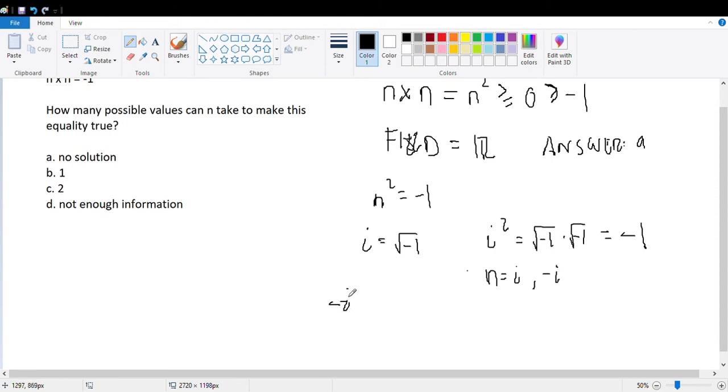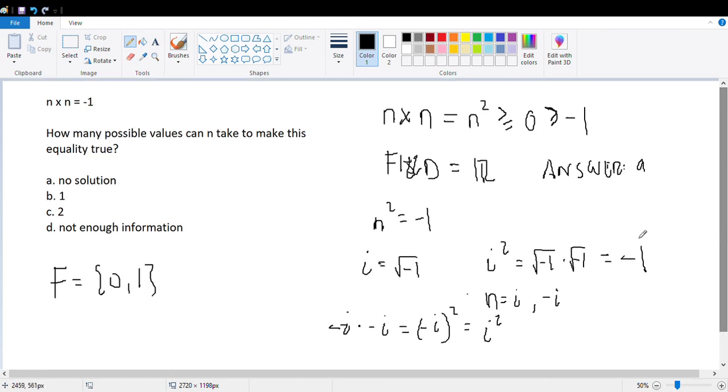Again, -i times -i is the same as -i squared, which is the same as i squared. And we already showed here that i squared is -1, so that also satisfies the equality. So another possible solution is -i, and in that case we would have two solutions. But since we didn't specify the field, it could be the case of the complex numbers. Heck, it could also be the field labeled as F of 0, 1, and in that case, -1 is not even considered a number because it doesn't exist in our field.